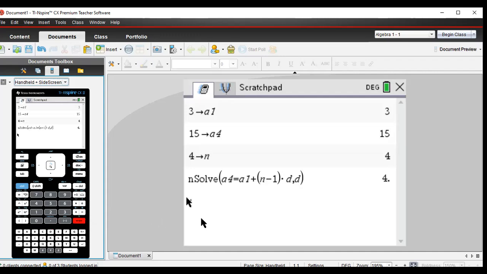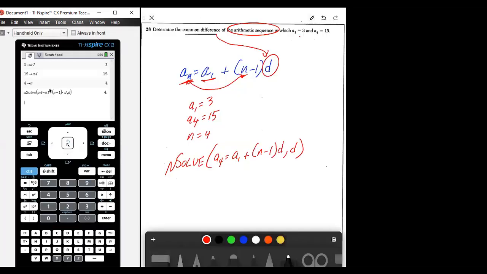So when I press enter, it tells me that D is equal to 4. So if I go back to my iPad, this is what I have. I have D is equal to 4. I'm going to change the color. Now, this is what I think, if you do this, might get you the full 2 points.